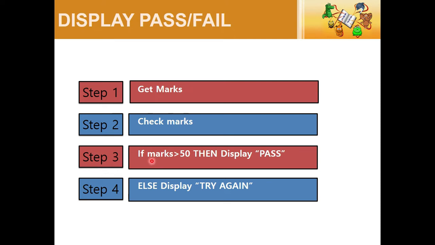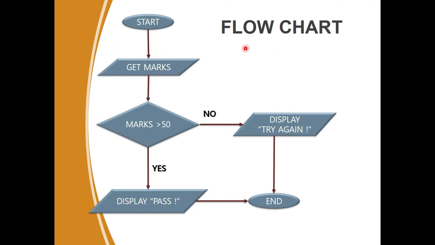In this example, we are going to display pass if marks are greater than 50. Or else, if marks are lower than 50 or equal to 50, then display try again. Instead of the word fail, I have used the statement try again. You can use any kind of statement to display to the user.